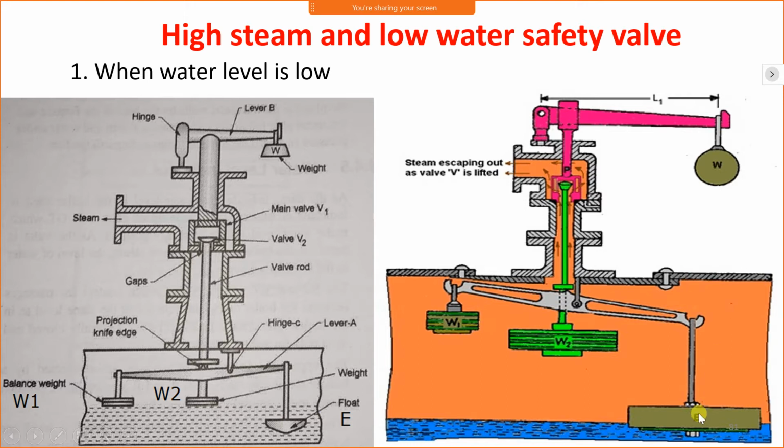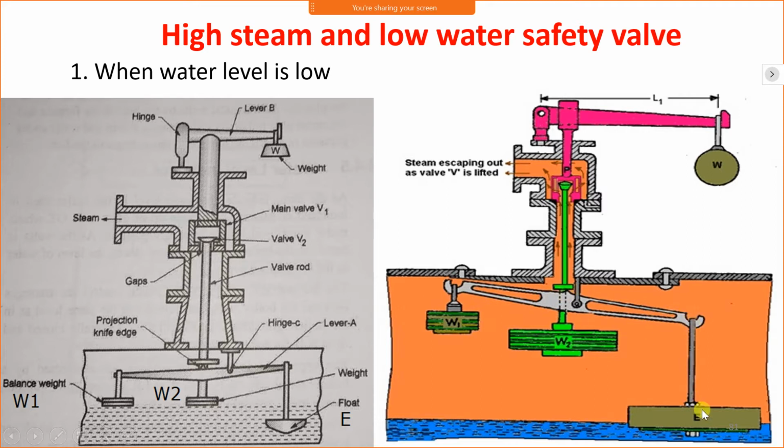But when the water level decreases, this float weight lowers. This float weight moves in the downward direction. In this case, weight W1 is not sufficient to balance this weight. Therefore, this lever rotates, this lever oscillates. Look here, this is a spherical valve. At the lower end of the spherical valve, there is a flat face, and the lever has a pointer.